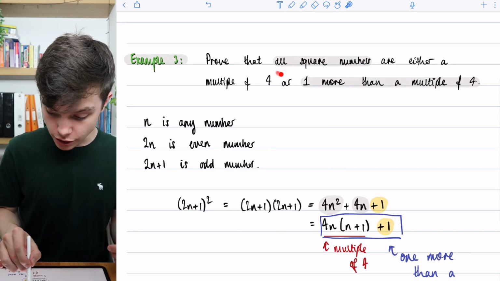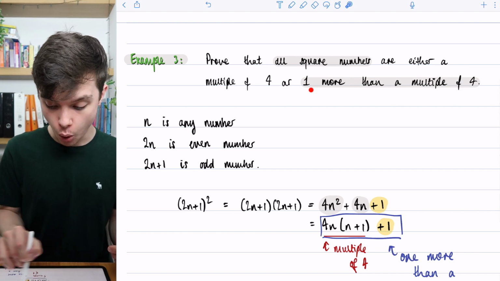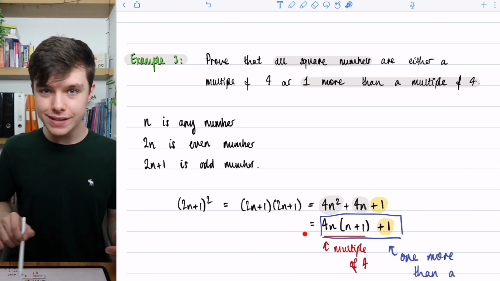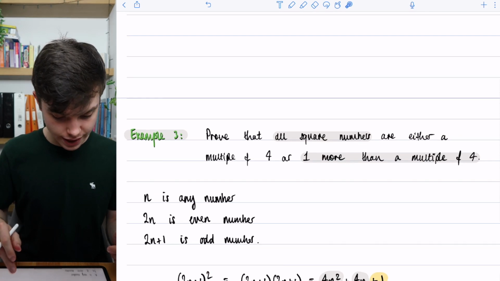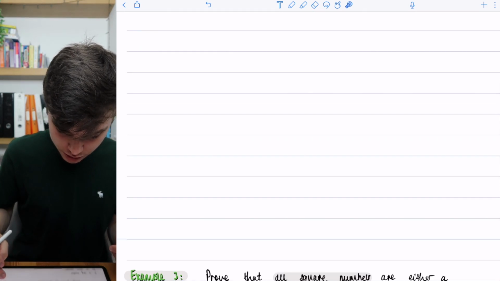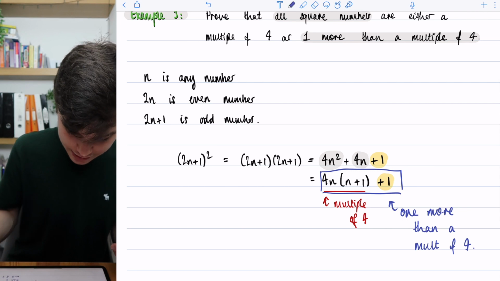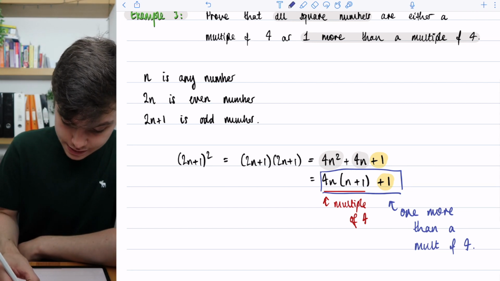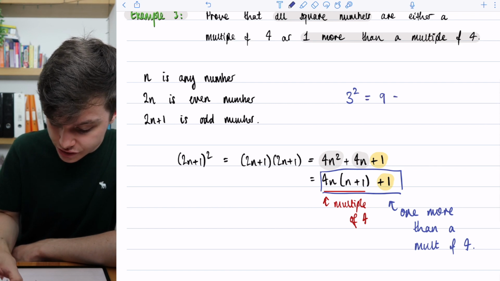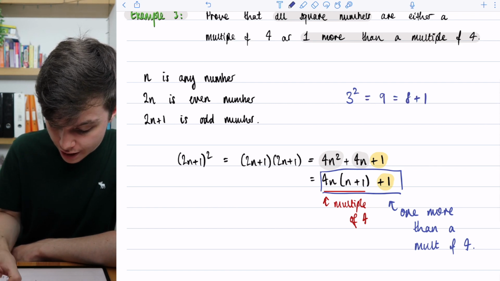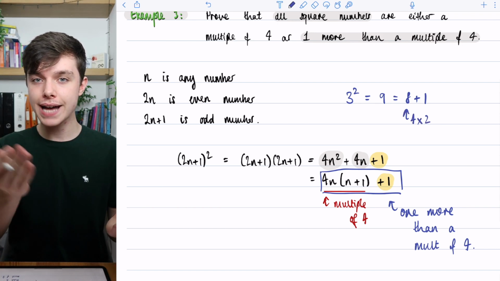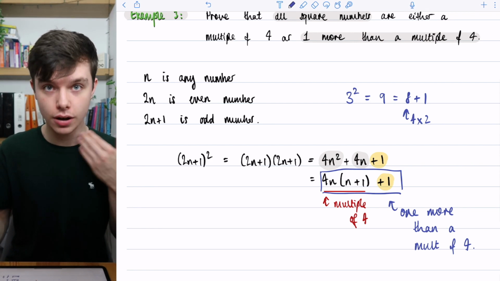We're saying all square numbers are either a multiple of 4 or 1 more than a multiple of 4. So the odd numbers, when I square them, always give me 1 more than a multiple of 4. And we can kind of see that. Let's do it with some easier square numbers. Let's take an odd number. Let's take 3. If we square that, we get 9, and of course 9 is 8 plus 1, and 8 is a multiple of 4. It's 4 times 2. So there's an odd number squared. We always get 1 more than a multiple of 4.